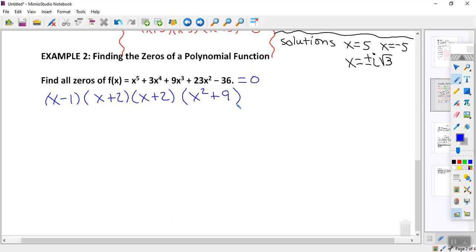Okay, let's talk about solutions here. For this one, these first three are nice. I like these. X would equal 1, equal negative 2 and negative 2.